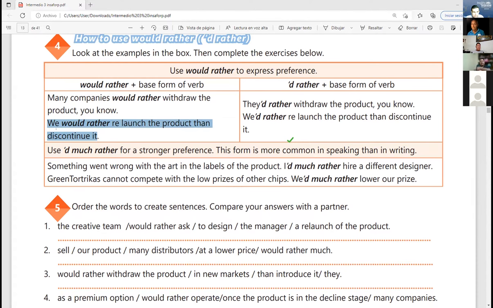Okay, and it says, something went wrong with the art in the labels of the product. I'd much rather hire a different designer. Green Tortricas cannot compete with the low prices of chips. We'd much rather lower our price. Okay, how do we use would rather? Or what does would rather mean?